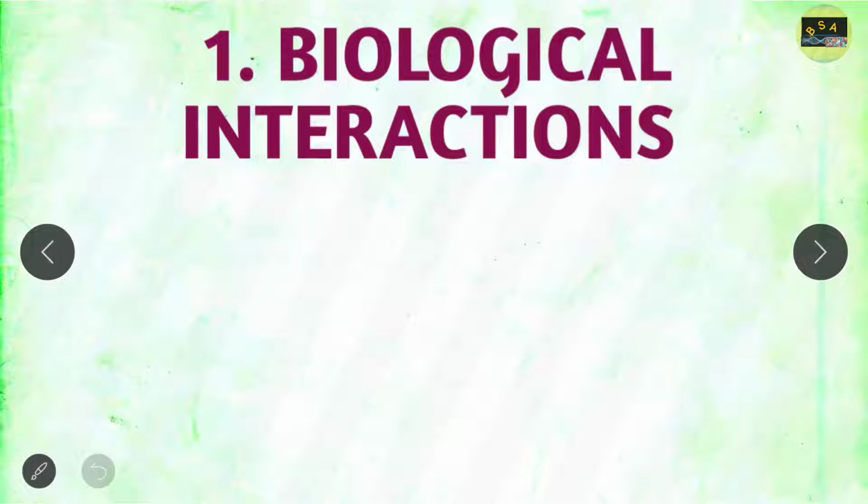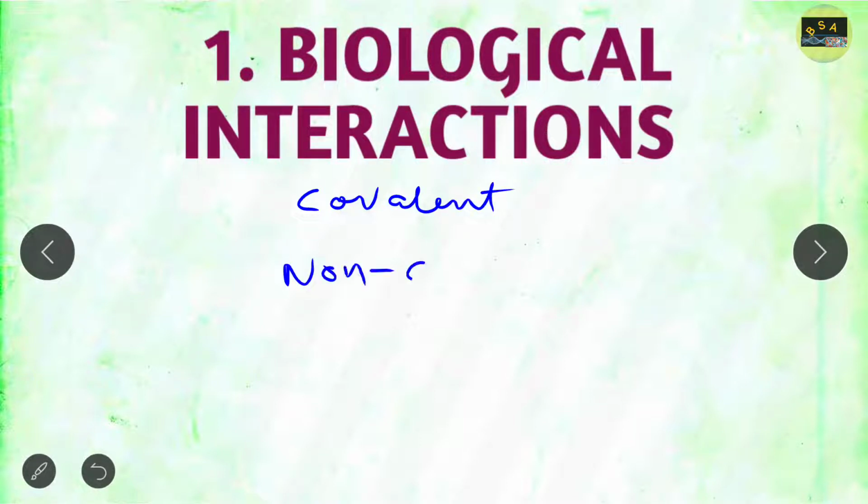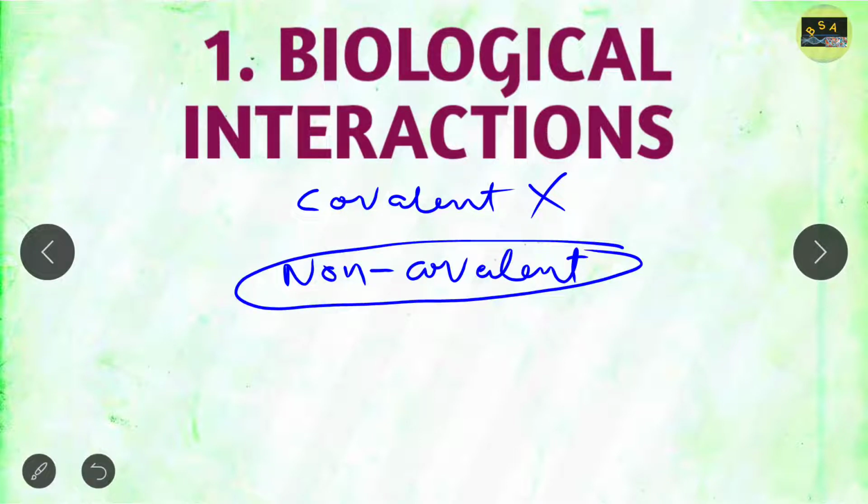We know that there are two types of interaction: one is covalent interaction, and another one is non-covalent interactions. From our biological point of view, covalent interaction is not so important, so you can skip it. But you have to understand non-covalent interactions, because they are very important from the examination point of view.